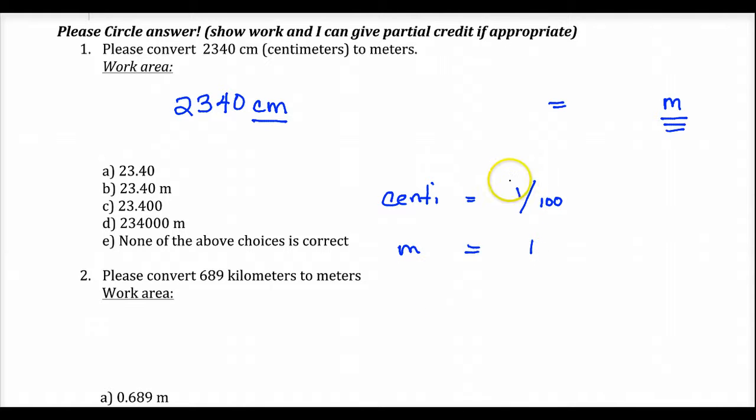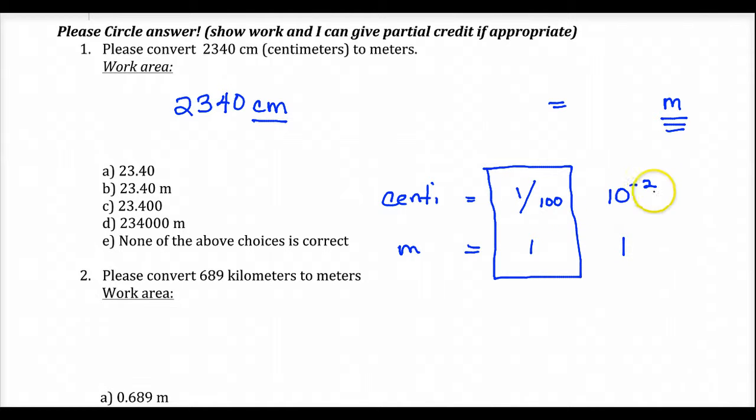Now, if you want to use your reference tables, there's a table we can go to, table C, that will tell you centi is 10 to the negative 3. Meter would be 1. 10 to the negative 2, sorry. I do make mistakes, I am human. So 10 to the negative 2 would equal 1/100th. So a centimeter and a meter differ by 100, by 2 of these exponents.